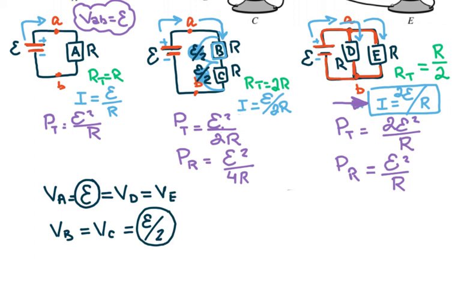And when they say rank the magnitudes of the potential difference across the bulbs from the largest to the smallest, we have A, the same as D, the same as E, and then B is the same as C, but smaller than A, D, and E.